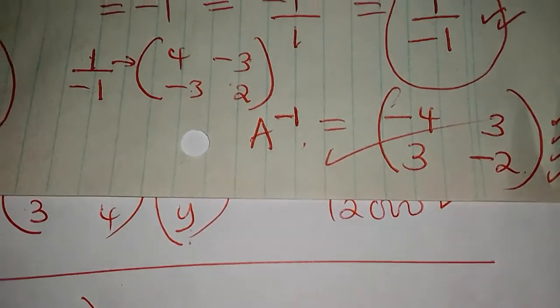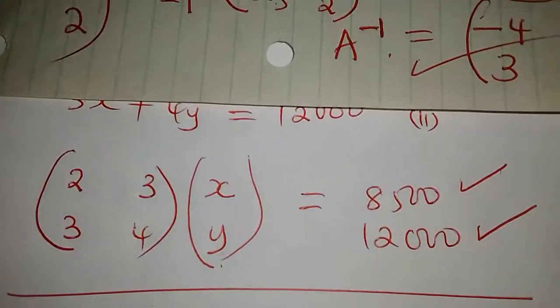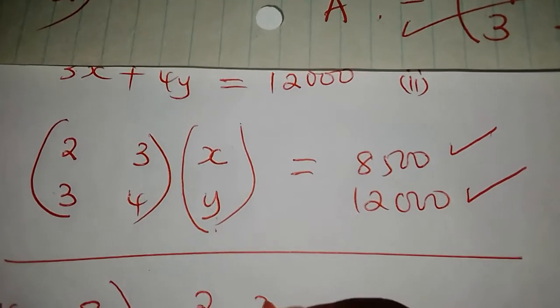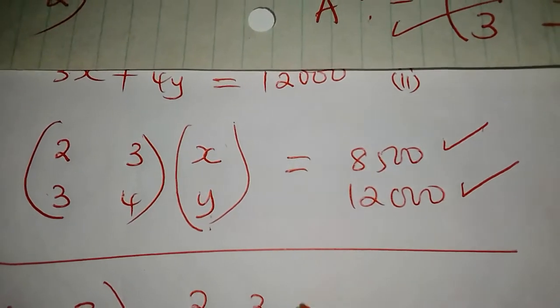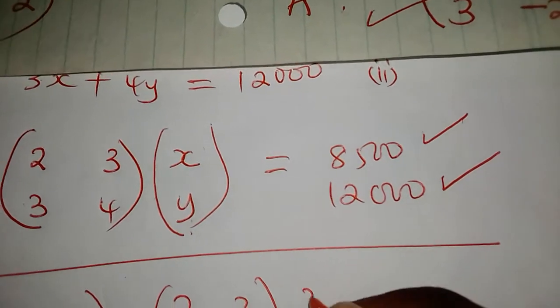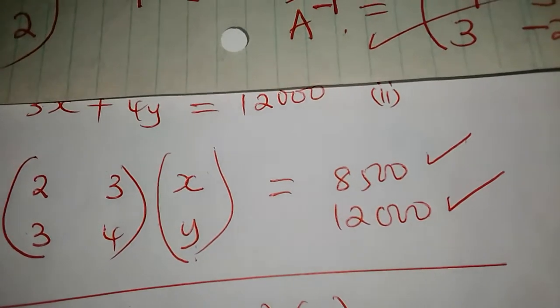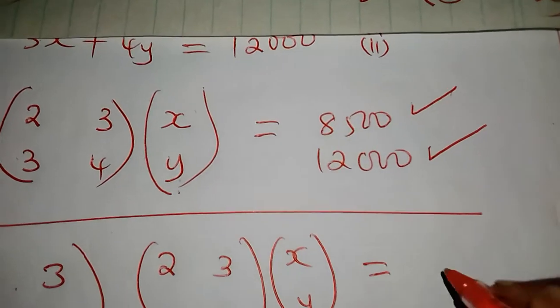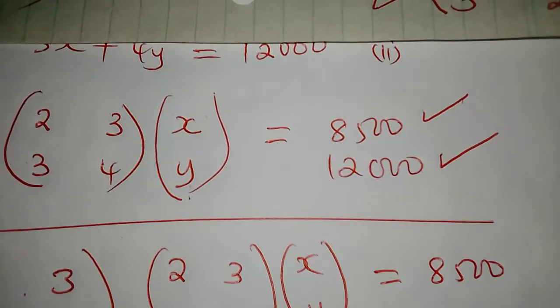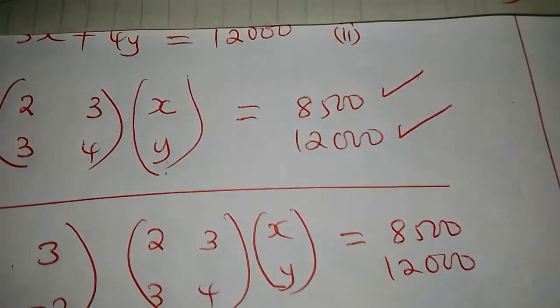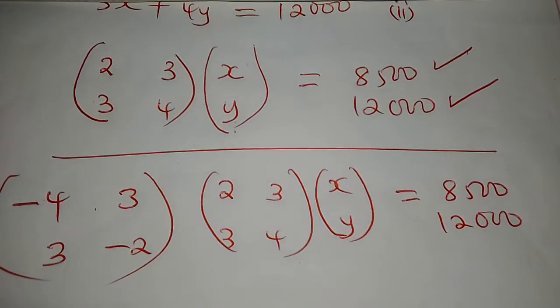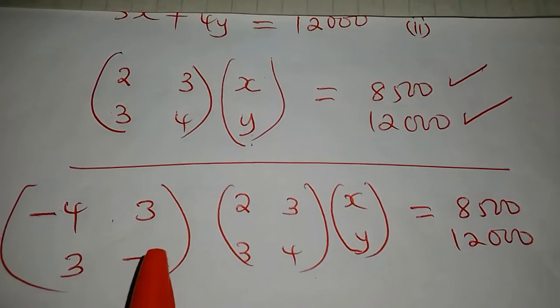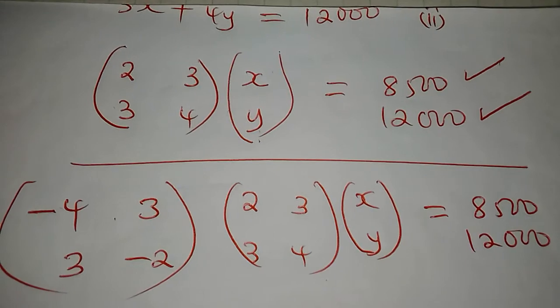Look at that. Now you can write this equation here. We shall say the matrix 2, 3, 3, 4, times x, y, is equal to 8,500, then 12,000. Look at that, the easiest thing ever. Now what you need to know is that you have to actually complete this equation. How do you complete the equation?